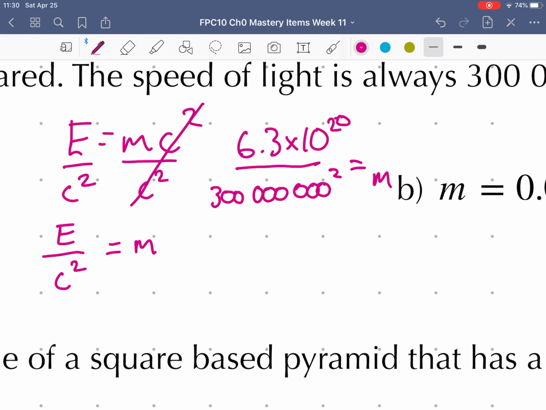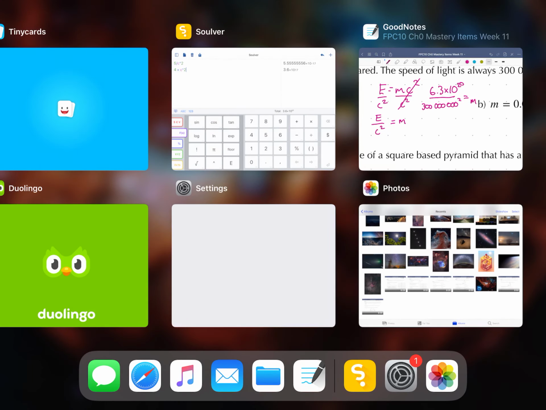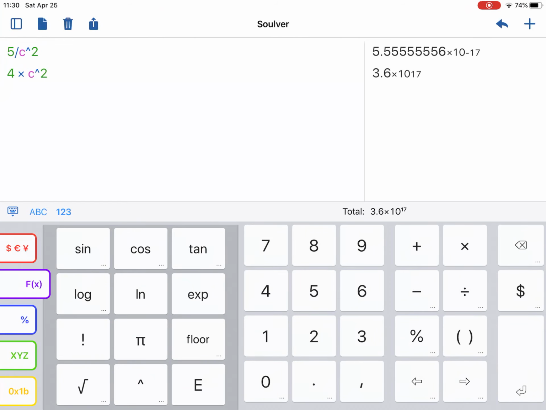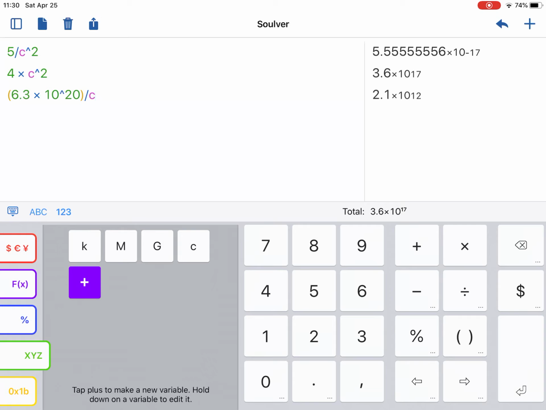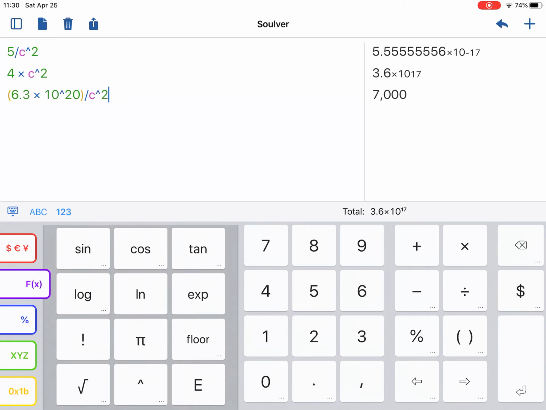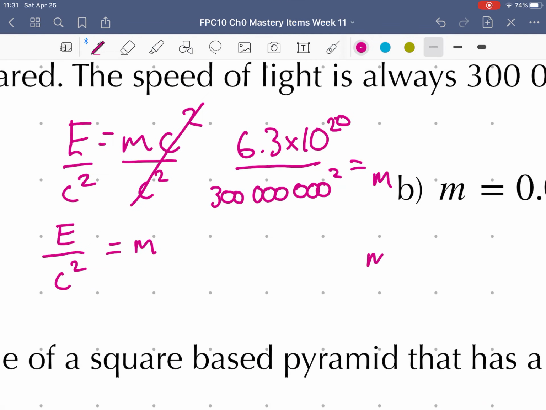Now, I'm going back to my calculator where I have 300 million. I type in my top number, 6.3 times 10 to the power of 20. Looks like that. I can see on my right side that it works. And I divide that by 300 million squared. And I get 7,000 as my answer. In this calculator, I've programmed it so that anytime I type in c, that's equal to 300 million. So 7,000 is equal to our mass.